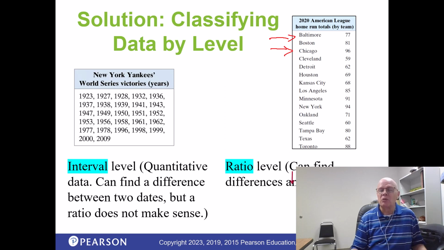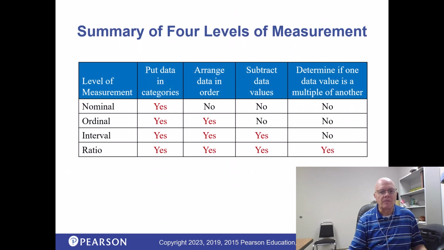Now here's a table you do not have to memorize. This is just for your purposes, noticing that nominal isn't very useful. You can only put them in categories. No order, no subtraction, and one can't be a multiple of the other. You move down to ordinal, yeah, you can put names on them. Yes, you can put them in order, but subtracting, no. Multiples, no. Interval, yes, they have names.